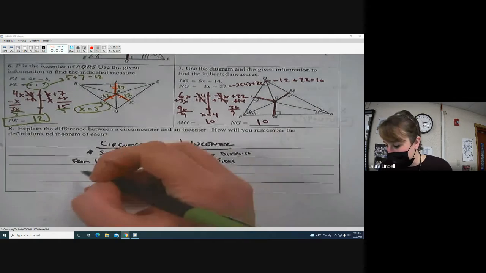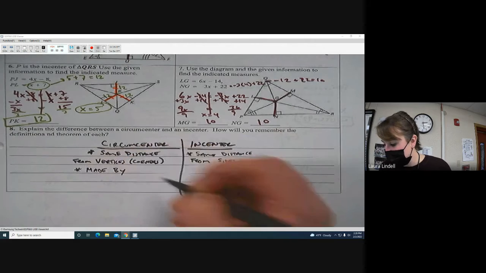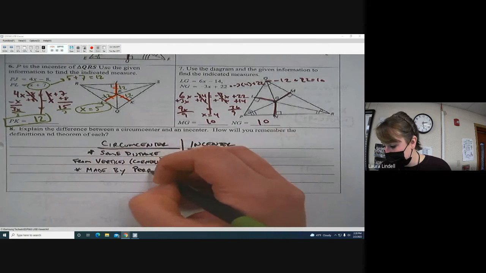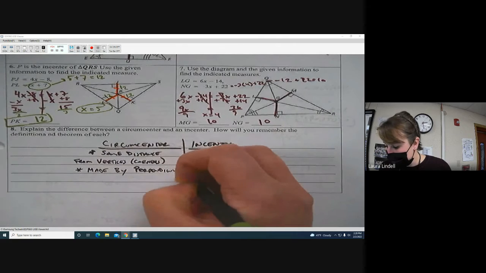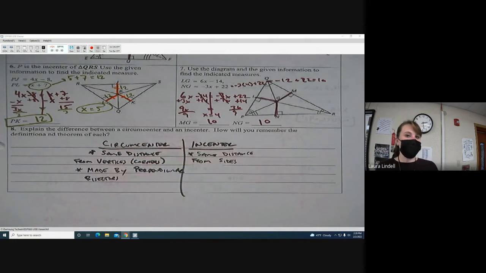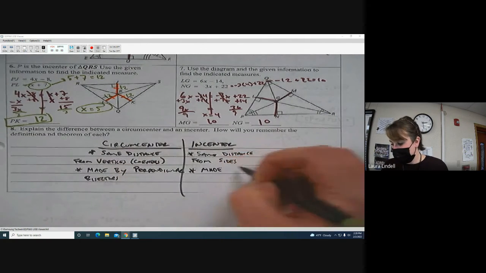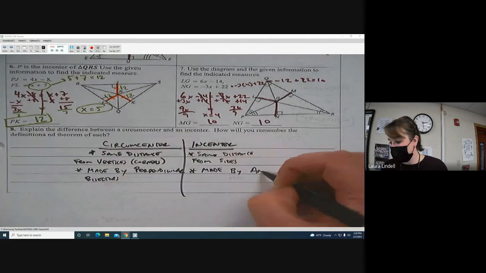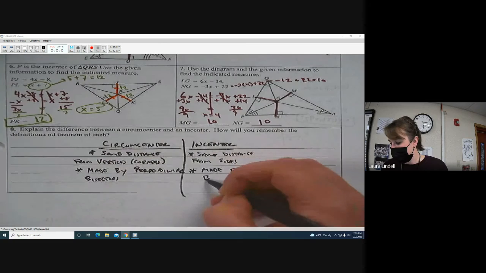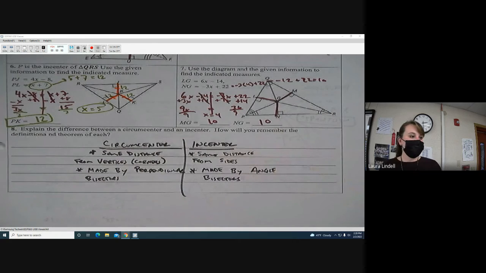The other important thing we need to know is that the circumcenter is made by the perpendicular bisectors. Particularly, it's made by that spot where they all intersect. Then the incenter, though, is made by the angle bisectors. And the place that they all intersect. So those are the main things we need to know about the circumcenter and the incenter.